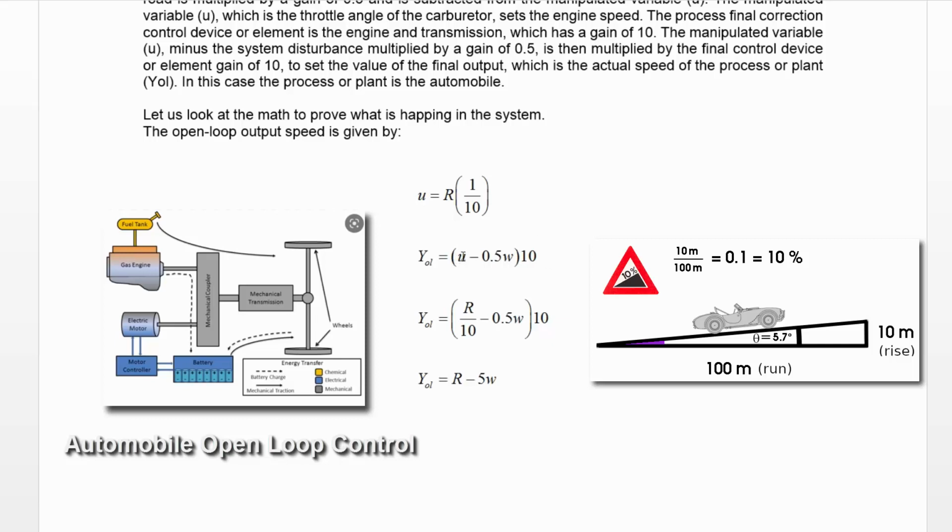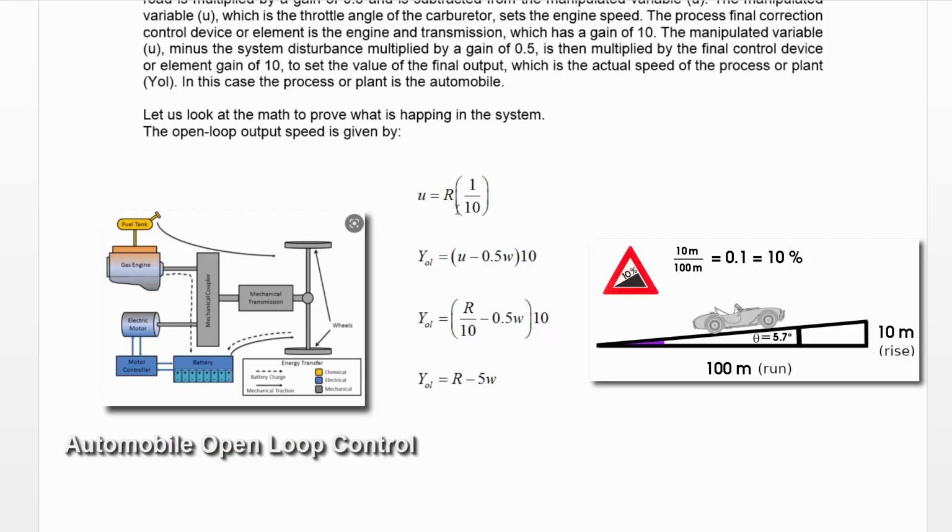So this R times 1 over 10 would be K of the system. And this plant, this 10 here, would be like G, the gain of the plant. So this would be the gain of the controller and the gain of the plant.